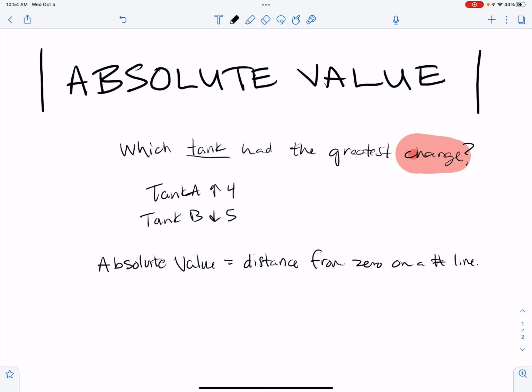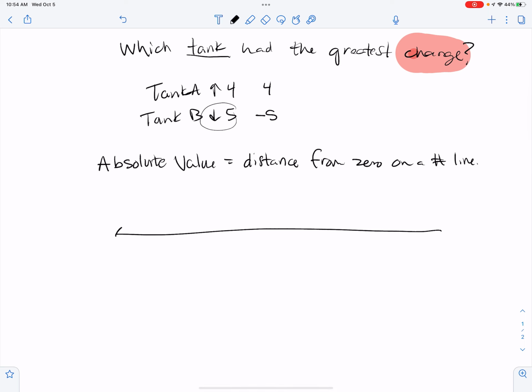So if we're looking here, we know a decrease of 5 is really the same thing as a negative 5, and an increase of 4 is like a positive 4. So on our number line, if we stick our 0 in the middle, and I have an interval of 1, I can label this out. Here's negative 1, negative 2, negative 3, negative 4, negative 5, negative 6.